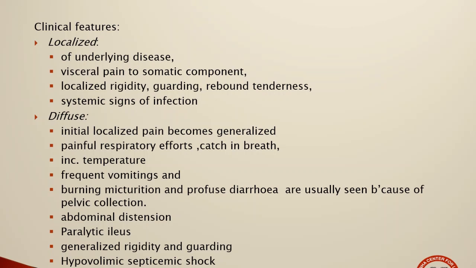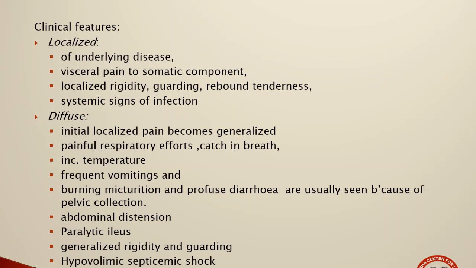In a localized peritonitis, you would have symptoms of the underlying disease. For example, if it's localized secondary to acute appendicitis, you'll have a localized abscess in the periappendicular area. So it depends on the underlying disease. Visceral pain changes to a somatic component. Initially it starts as visceral pain, and once it gets localized to the parietal peritoneum, forming a localized abscess, it becomes a somatic component, right? A typical example again is appendicitis. In the initial stages, where do you have the pain? You have the pain in the epigastrium or periumbilical area. Subsequently it goes on to the right iliac fossa, when the parietal peritoneum gets inflamed. So there is localized rigidity, guarding, rebound tenderness, and of course, systemic signs of infection depending upon the degree of infection.